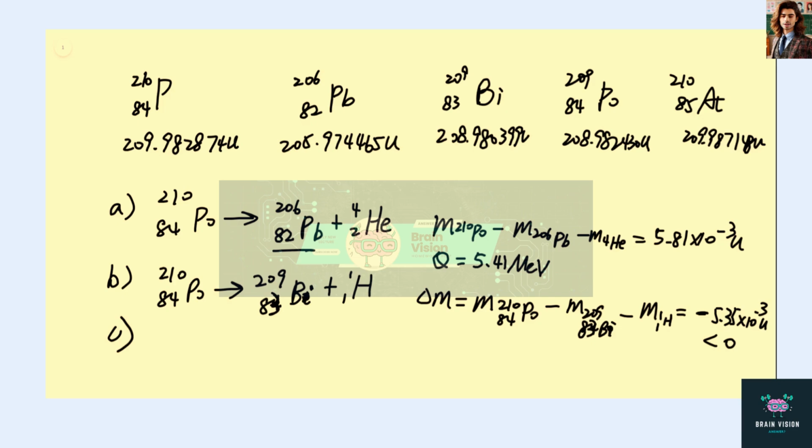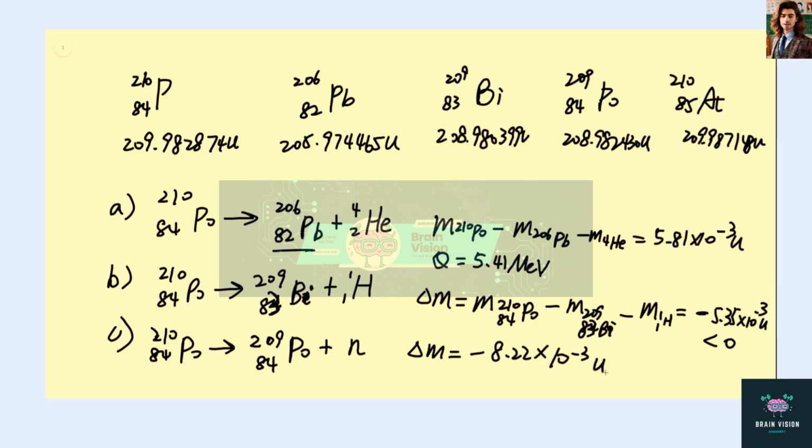Part C asks us to check emitting a neutron. So again, we can write out the reaction: polonium-210 becomes polonium-209 plus a neutron. And then if again we calculate the mass, it is negative 8.22 times 10 to the negative 3. It's also smaller than 0, so this is also not possible.